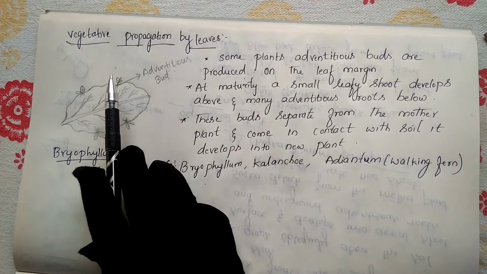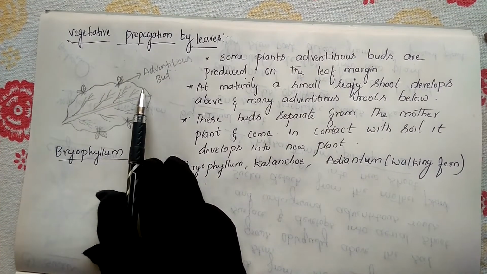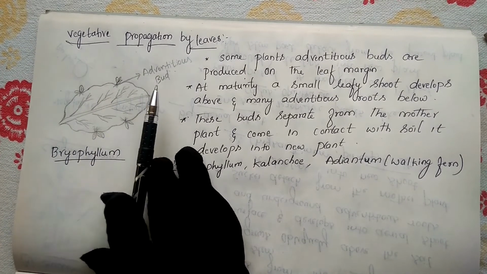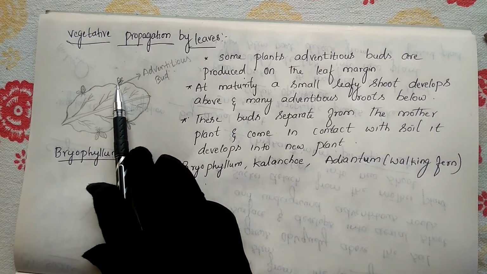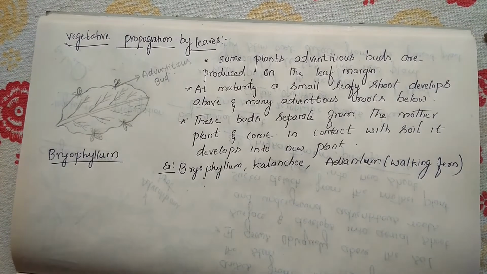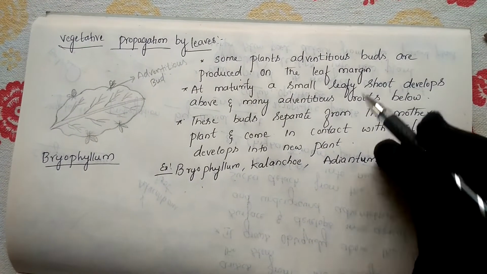These buds will be produced only at maturity. When the plant comes to maturity, at that time these leaves start producing adventitious buds. Adventitious buds will be present above the surface of the leaf, whereas below the lower surface of the leaf it will produce adventitious roots. It will be produced here.